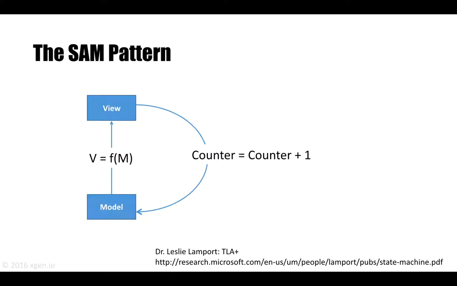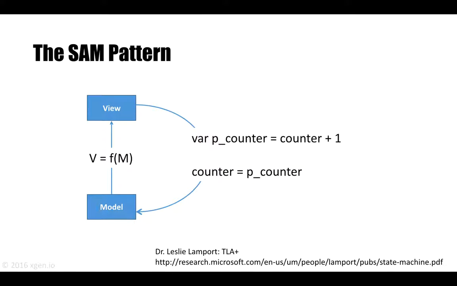If you look at TLA Plus, it says the first thing you need to do is to create a proposal. And of course, the proposal would be counter plus 1. And then you would want the counter to accept this value. You don't just assign it. You truly ask the counter to accept the value.